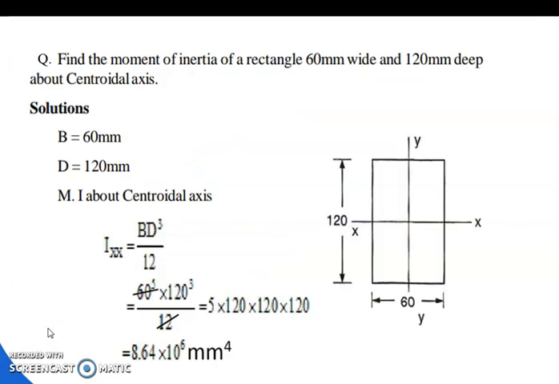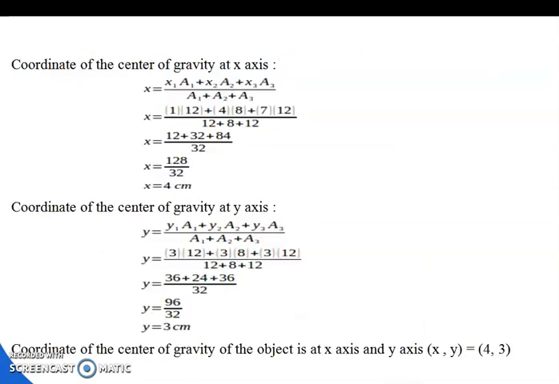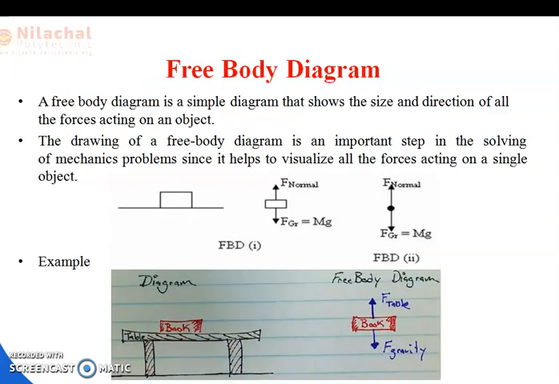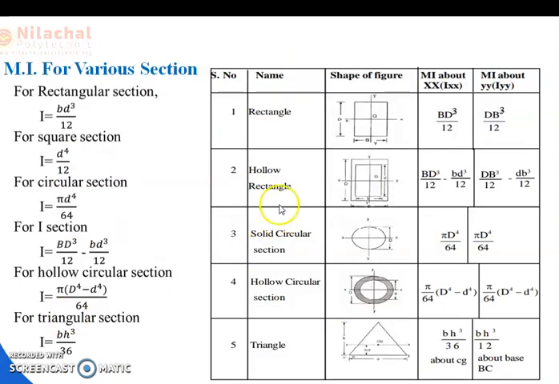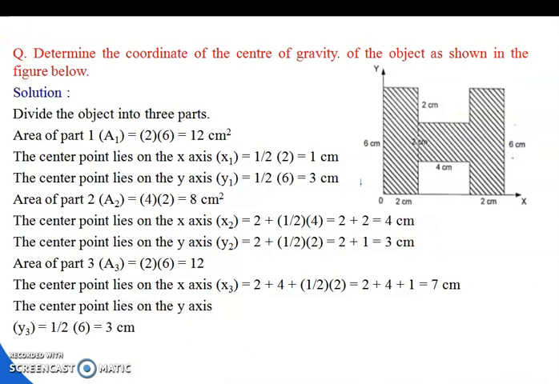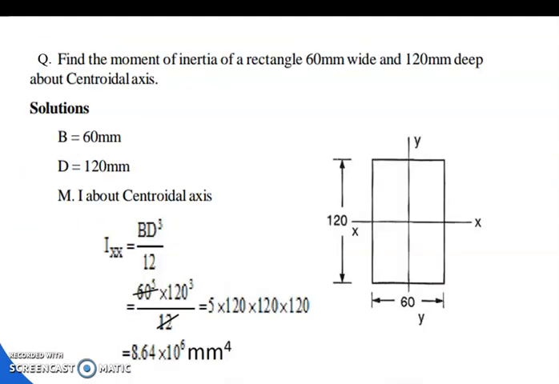Now come to the moment of inertia problem. In case of a rectangular section, as I said before, the value of moment of inertia is bd³/12. Regarding this, there is a numerical we have to solve. The problem is: find the moment of inertia of a rectangle 60 mm wide and 120 mm deep about the centroidal axis. So this is the figure.